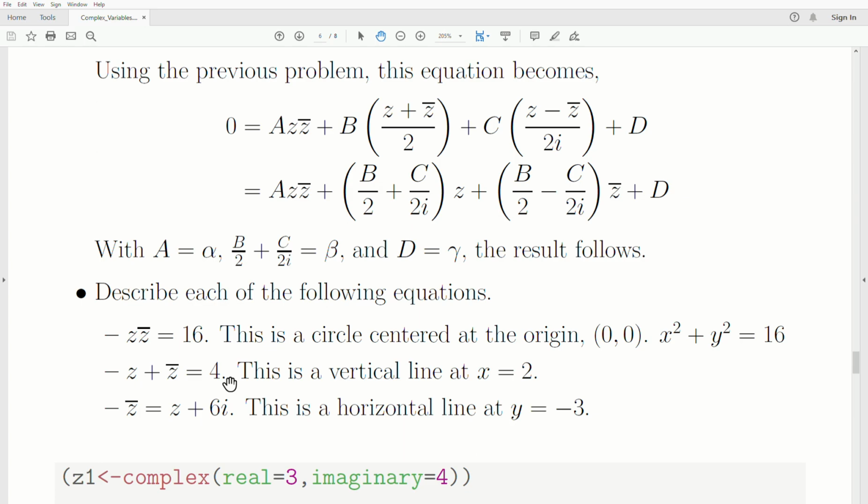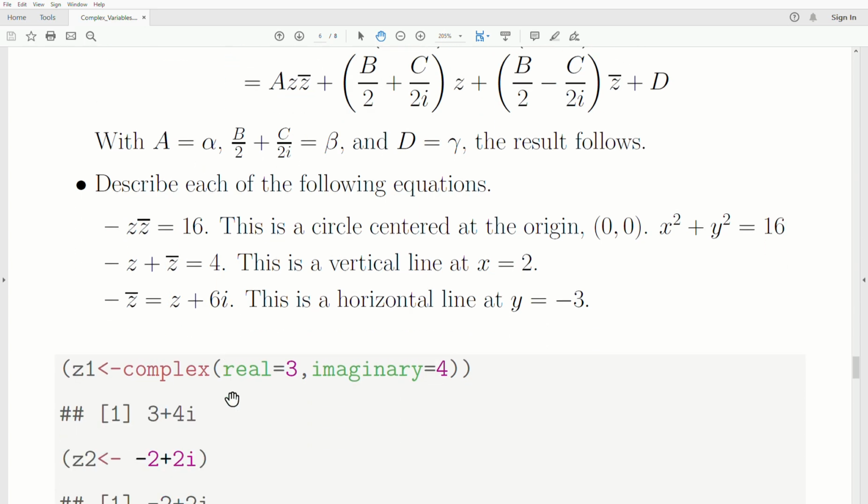And to me, that's kind of cool to think about. z bar, or the conjugate of z, is equal to z plus 6i. When we subtract the conjugate over and then simplify it, this simplifies to y equals minus 3. And I'll let you do the math there. But this expression is a horizontal line in the complex plane. This is a vertical line, this is a horizontal line at y equals minus 3. And also kind of cool for me to think about.